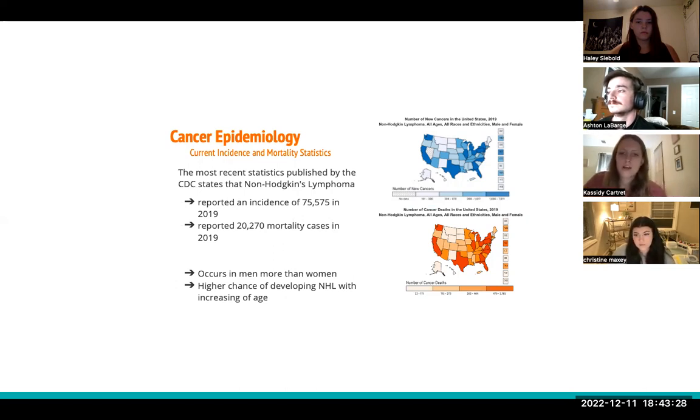And then to the right, you can see a picture of the United States where the number of new cases in 2019 spread throughout. And you can also see in orange the number of cancer deaths in the United States in 2019. And the darker the color gets, the more prevalent the cases are.